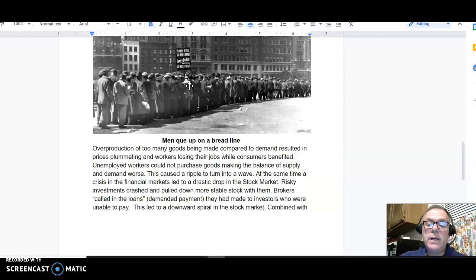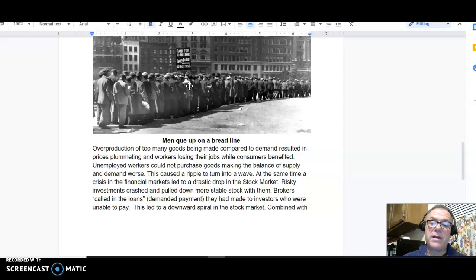Unemployment is going up. And at the same time, the stock market crashes because of some very risky endeavors by brokers and investors. It got very risky, and the brokers demanded money from the investors, said you've got to pay for these stocks and you have to cash out, and there just wasn't enough cash to go on. And that led the prices to go way down in the stock market.